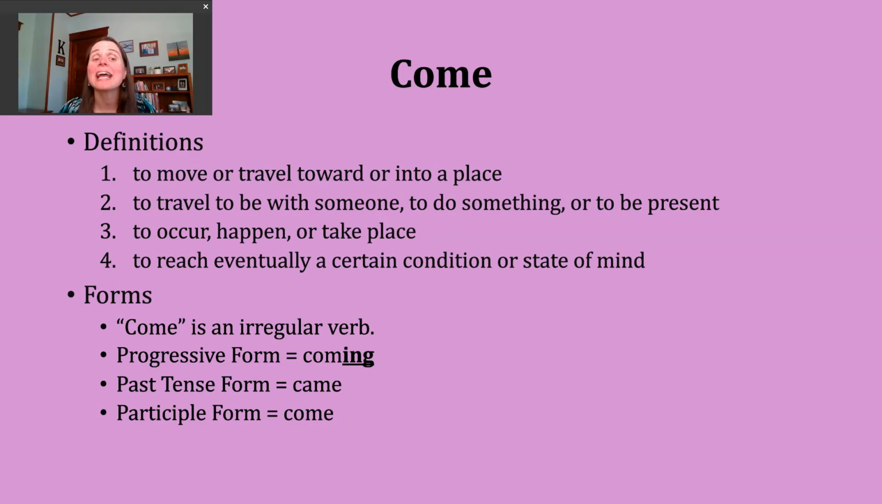Now, you should know that come is an irregular verb. To make the progressive form of the verb, what you're going to do is drop the E on the end because we have a verb that ends in the vowel consonant E pattern. You're going to do that before you add the ing suffix, and that forms coming. The past tense form of our verb is going to require a spelling change. We're going to change the O to an A, and we're going to pronounce this with a long A sound, came. Okay. To make the participle form of the verb, we're going to change back to the base verb.